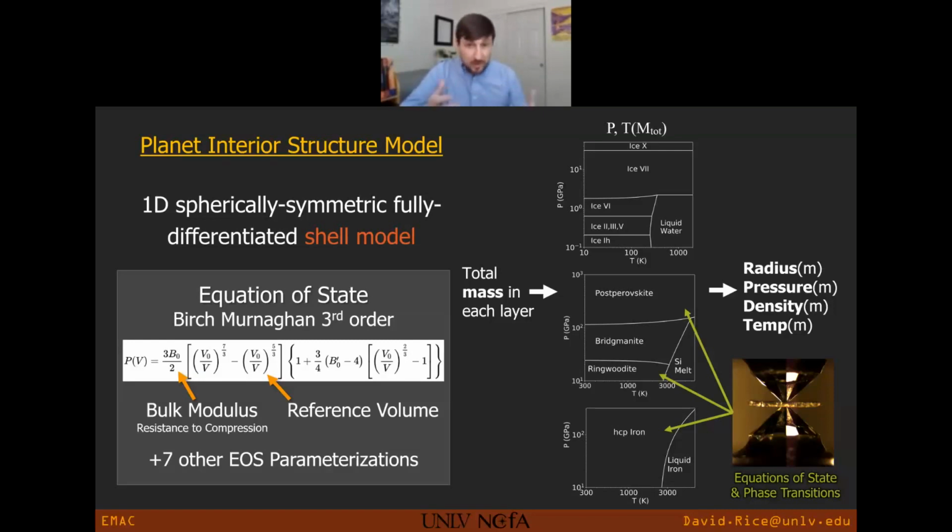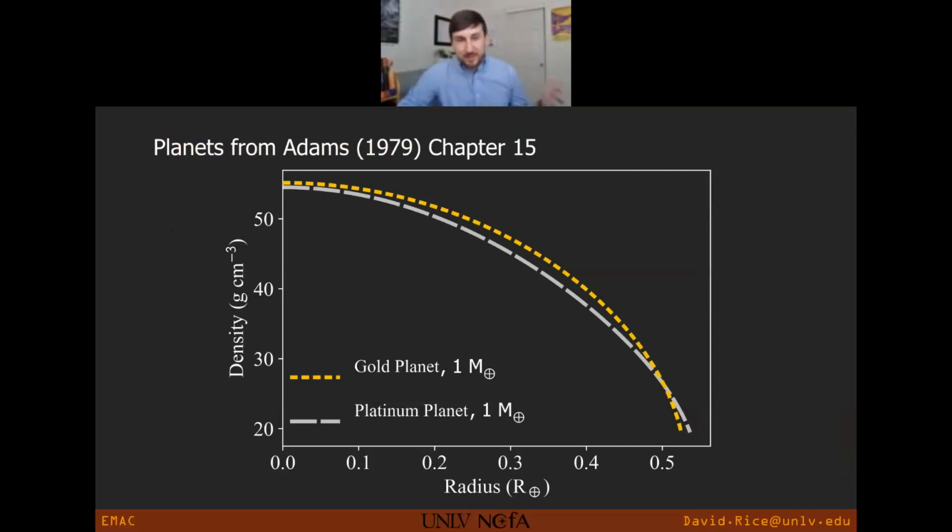To show how important these equations of state can be, let's imagine some fun planets first. These are the planets from Douglas Adams' 1979 The Hitchhiker's Guide to the Galaxy. The Hitchhiker's Guide to the Galaxy describes this mystical planet where they build other planets, and that planet's called MAGRATHEA, and they talk about building a gold planet and a platinum planet. So we had fun and put a gold equation of state and a platinum equation of state in the code.